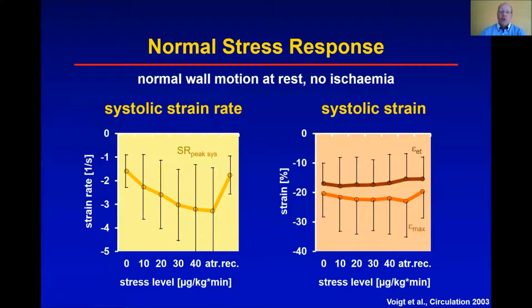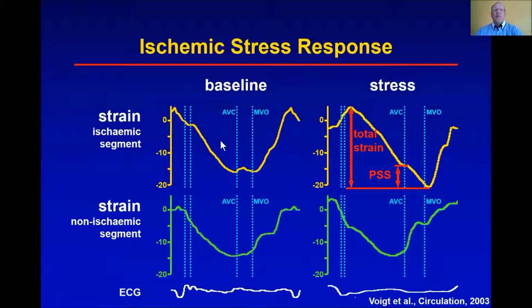What you should do is go for pattern analysis. And this is what you would expect. This is an example of a patient during a dobutamine stress echocardiogram. And this is the baseline on the left side in a segment that will later become ischemic and a segment that is normally perfused. And these are the stress images in the same segments.